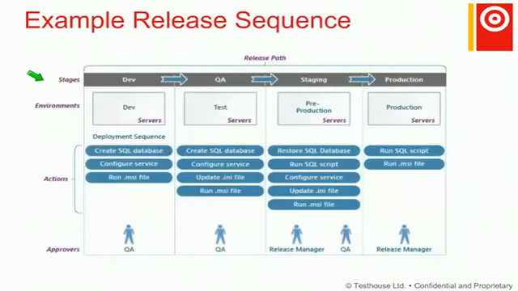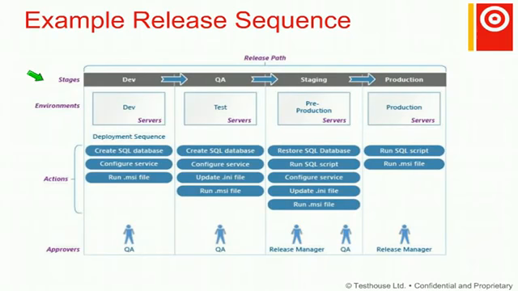Now, in an example release sequence, you kind of say it's deployed to dev, and we want to create a SQL database, configure a service, and run an MSI file. And then QA approves that. And into the next stage, it goes into the test environment. You need to update an ini file, and that could be automated, as I said, by replacing tokens.